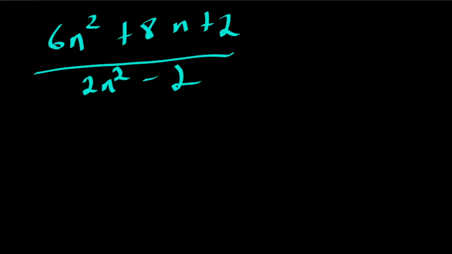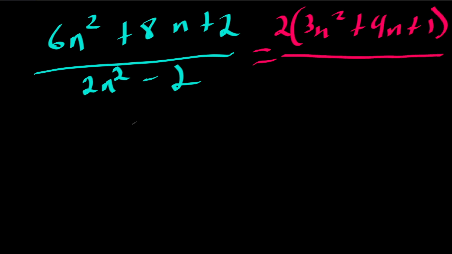All right, so now let's first start this by factoring, and let's check for a GCF. So now let's look at the top. Do we have a GCF we could factor out? Yes, we do. We could divide 6, 8, and 2 by 2. So that's going to leave us with 3n squared plus 4n plus 1. On the bottom, do we have a GCF? Yes, we have 2. So we could factor out a 2. We're left with n squared minus 1.